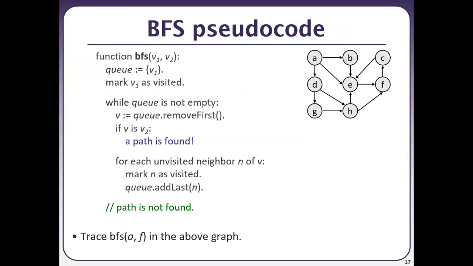So the parameters for the BFS function will be the source and the destination. So V1, V2 will be the source and destination. We'll be using the queue data structure because it follows the principle of first in, first out. In DFS, we'll be following the stack data structure. It follows the principle of last in, first out.